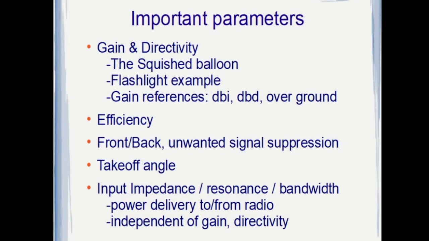And so there's the squished balloon example, but I like the flashlight example, which is better. So if we take a flashlight here, we basically got a bulb and a bunch of batteries, and this one is emitting light in about half of a balloon. Obviously, the light is shaded by the flashlight down below, but it doesn't matter which direction I hold it, so it's a pretty good omnidirectional antenna.